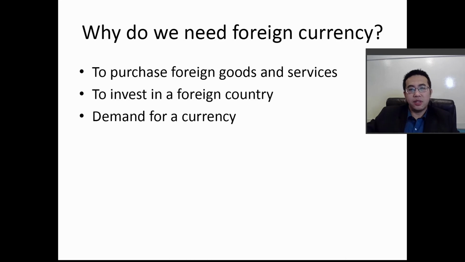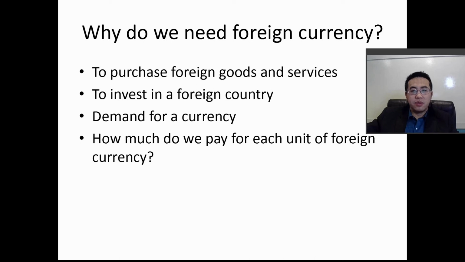All right. Another reason is we want to conduct investment in those countries, and this investment is not just buying stocks or bonds. It could also mean you start a factory, you hire local people, establish a business in that country.